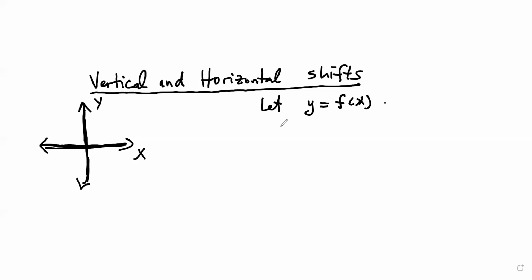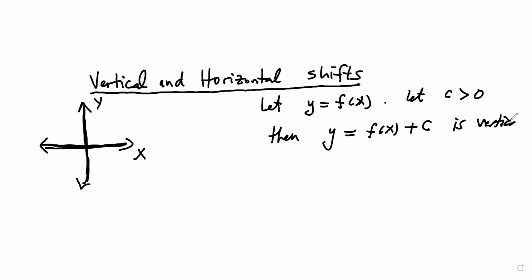Whenever we have a c that is positive, a constant real number, then y equals f of x plus c is going to be a vertical shift upward. You can simply say up by c units. So this is a vertical shift upward by c units.